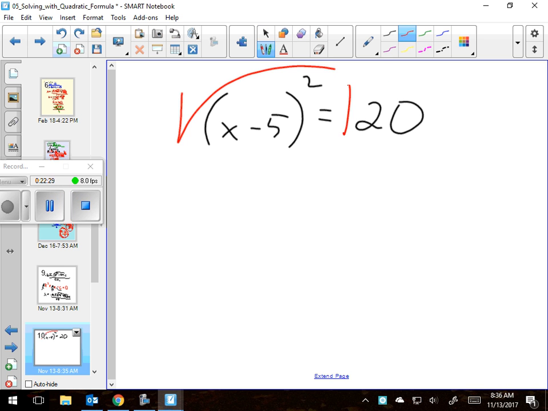Are you square rooting both sides? Because you should be. And who remembers that really important thing after that? Yes. Absolute value of x minus 5. If you forgot that, you forgot a lot.